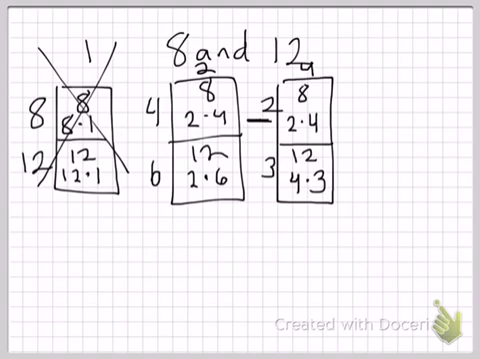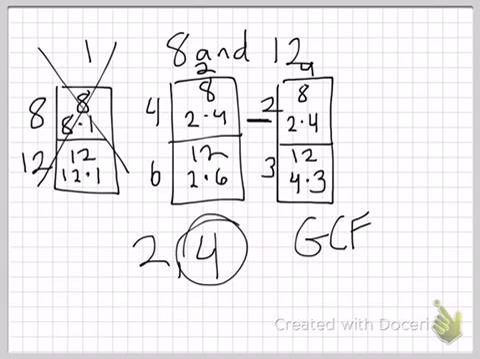Now, when I try to do anything else, if I try to do 3, that doesn't work. It works with 12, but it doesn't work with 8. If I try to do 5, that doesn't work with either of them. 6 works with 12, but not 8. 7 doesn't work, and then 8 doesn't work with 12. So we have our list of common factors to choose from. We've come up with 2 and 4. And we're disregarding the 1 because it's not particularly helpful. And the greatest one is the number 4. So the greatest common factor of 8 and 12 is 4.